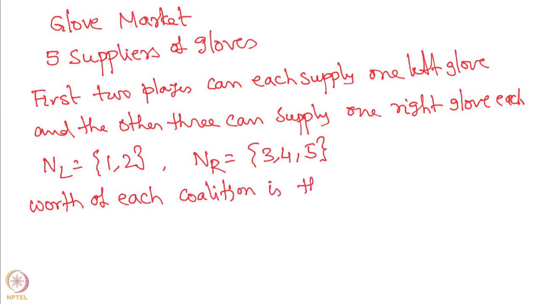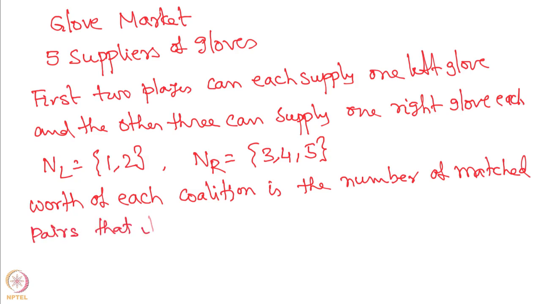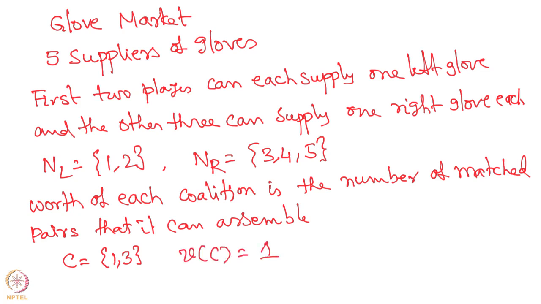The worth of each coalition is the number of matched pairs that it can assemble. So suppose C is equal to 1 and 3, the worth of this C is going to be 1, because they can combine the left and right glove and therefore they match one pair. Now if C is equal to 3, 4, then V of C is 0.